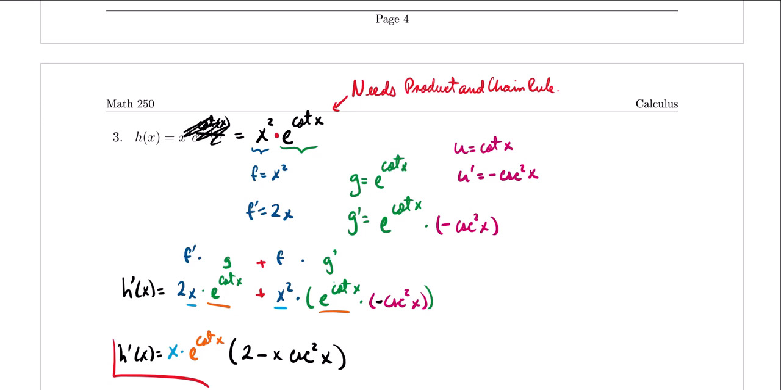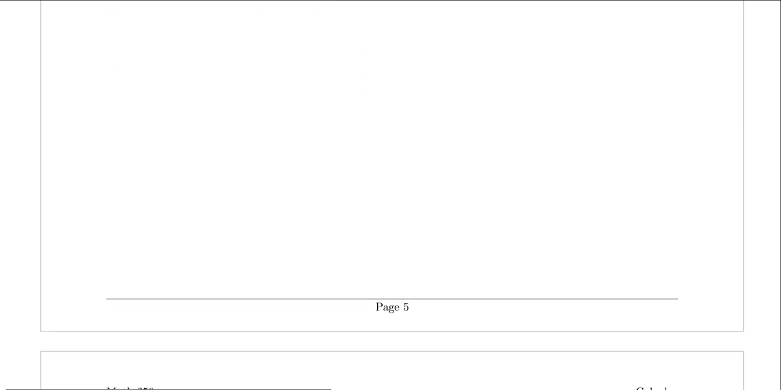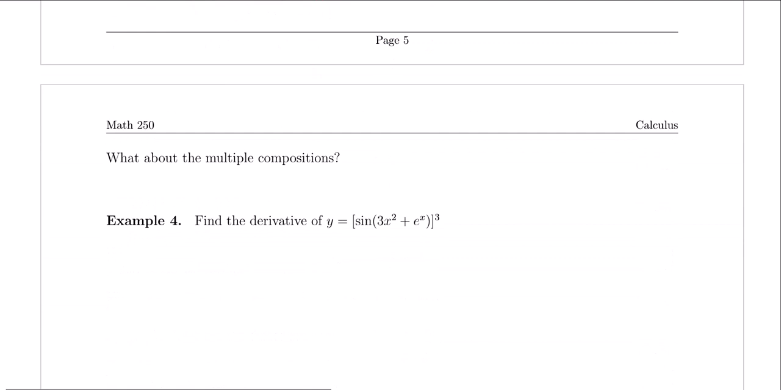So let's see. For the next problem, I think this is a good one to include in the discussion board so that you guys get to practice using the product rule with the chain rule. Now I have a question for you guys. So far, we've taken derivatives of function compositions f of g of x, but what about multiple compositions? For example, what if I wanted you to find the derivative for f of g of h of x? Can we take this derivative?